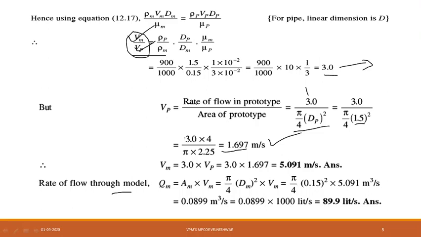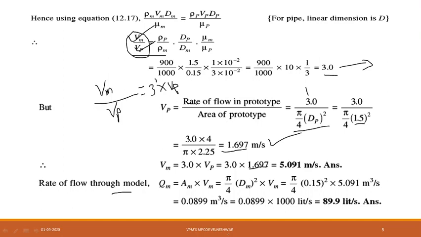Now what is the Vm here? If you see here, what is the formula? Vm by Vp is equal to 3. So Vm is equal to how much? Vm is equal to 3 into Vp. Already here the Vp value is there. Now how much Vp value did we get here? 1.697. So substitute here. Vm is equal to 3 into 1.697, that is equal to 5.091 meter per second.